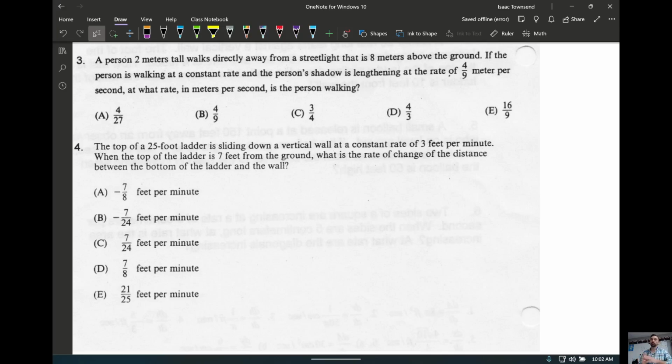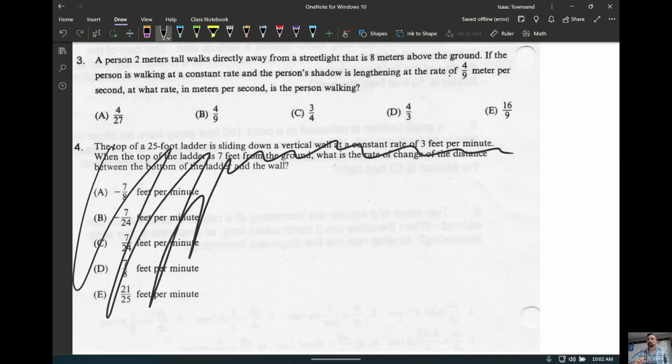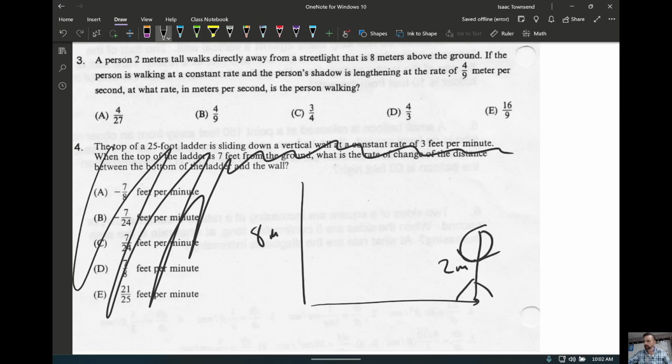Okay, a person 2 meters tall walks directly away from a street light. Just going to cover this up for more space. That is 8 meters above the ground. So 8 meters, here's my street light. A person's walking away from it and they are 2 meters tall. If the person is walking at a constant rate and the person's shadow is being lengthened at a rate of 4/9 meters per second. So here's the street lamp. So it's hitting the top of his head and it's creating a shadow.